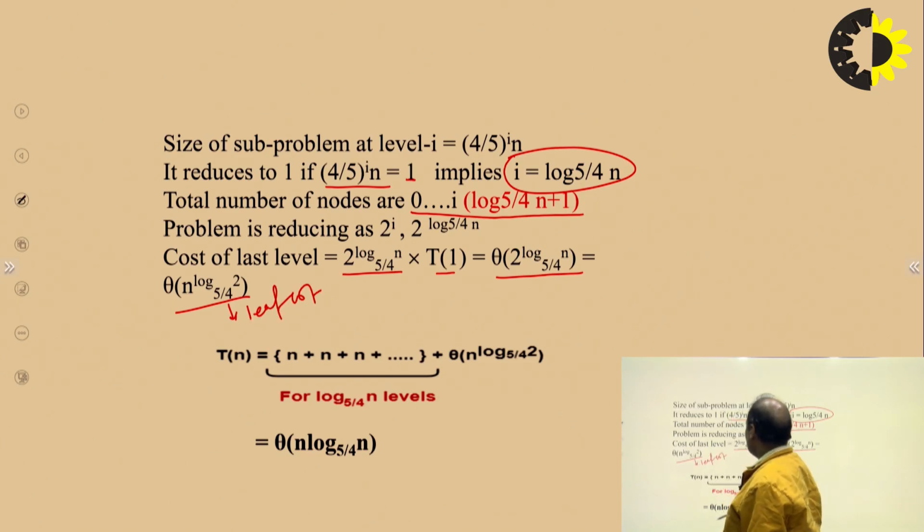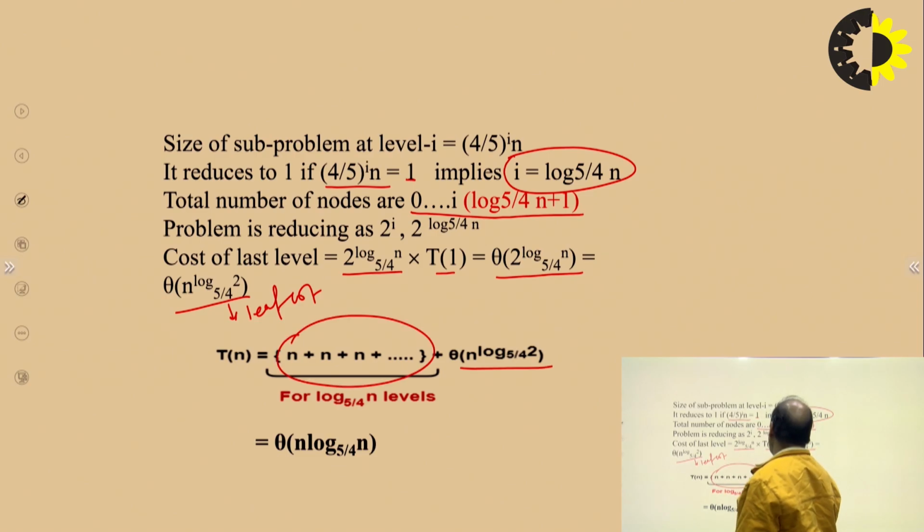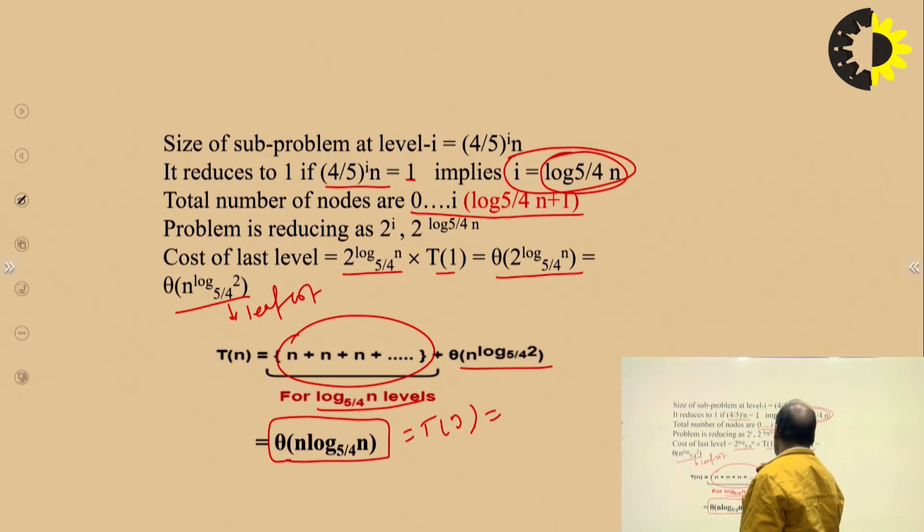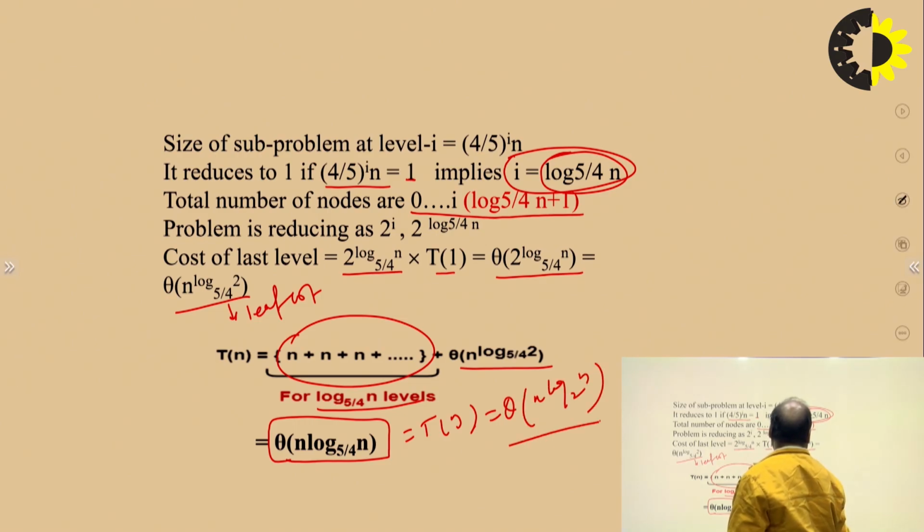So total cost, as was discussed, is the non-leaf cost plus the leaf cost. And how many levels are there? The maximum is log n base 5/4. So if you add them together, this is the time. So T(n) is theta of n log n. This can be approximated to this.